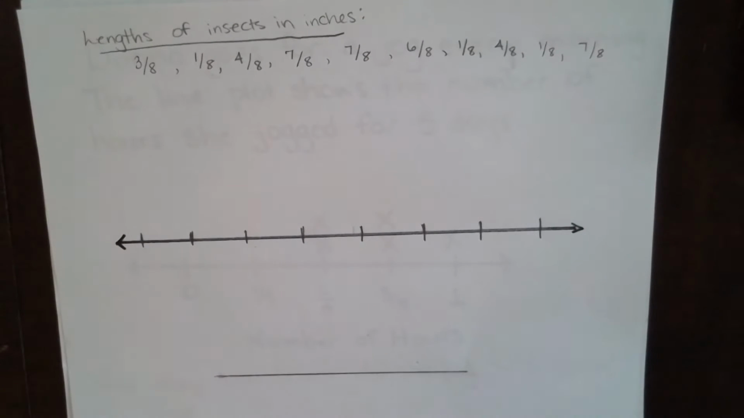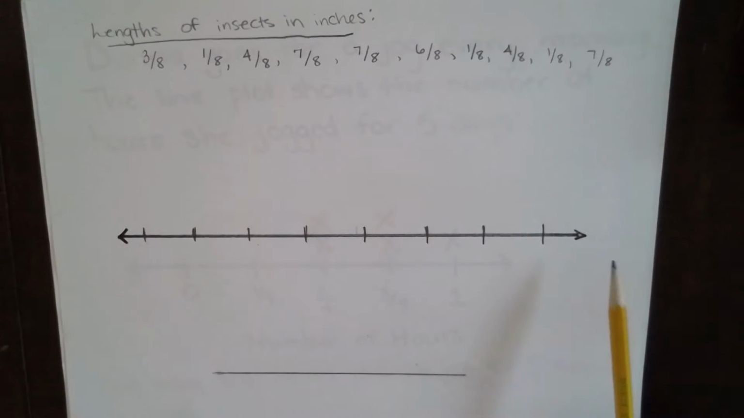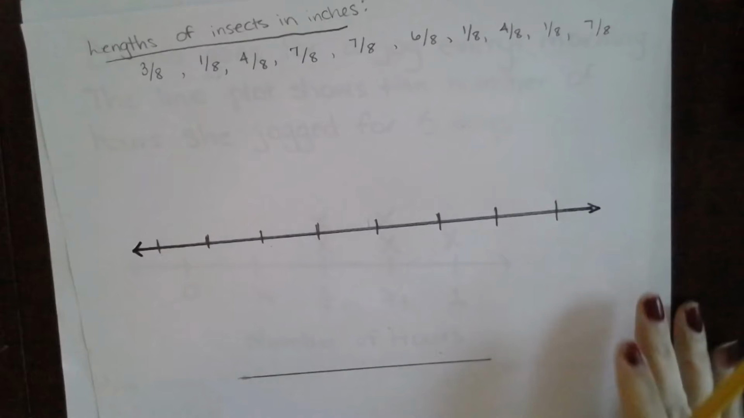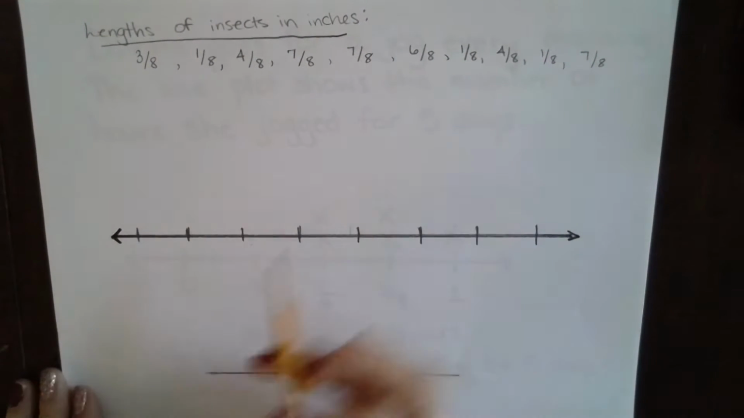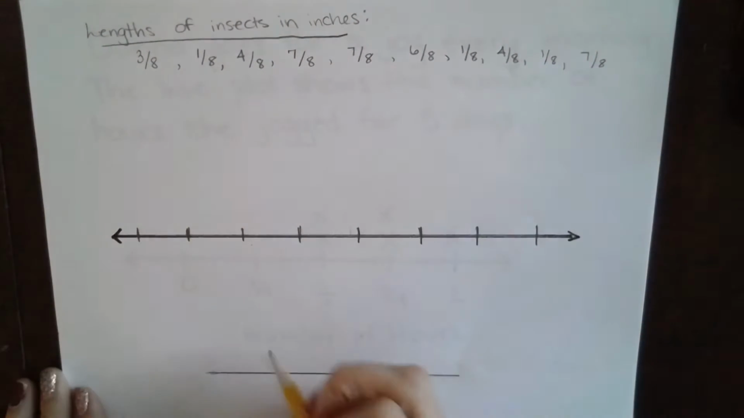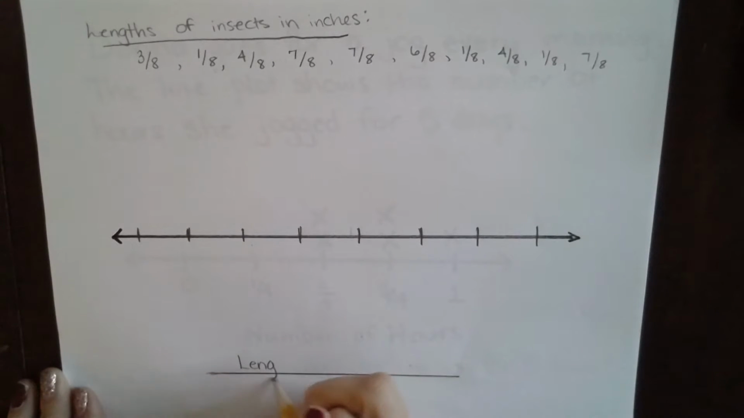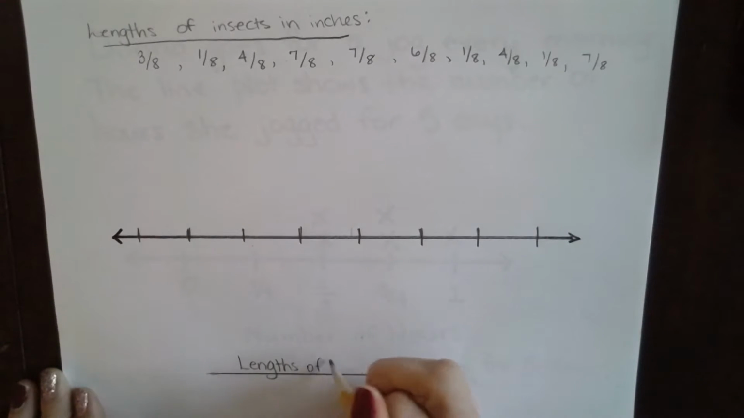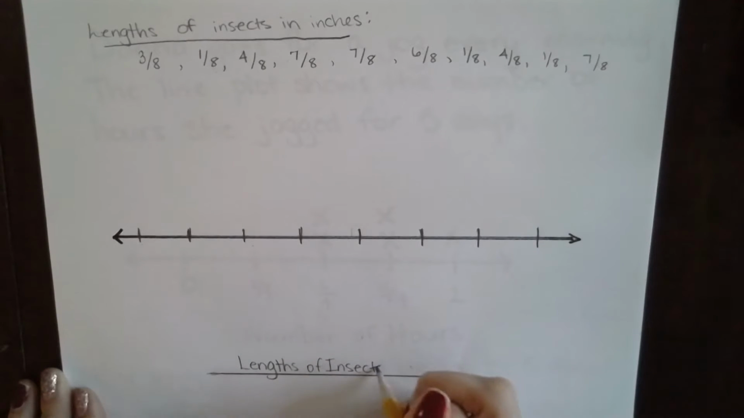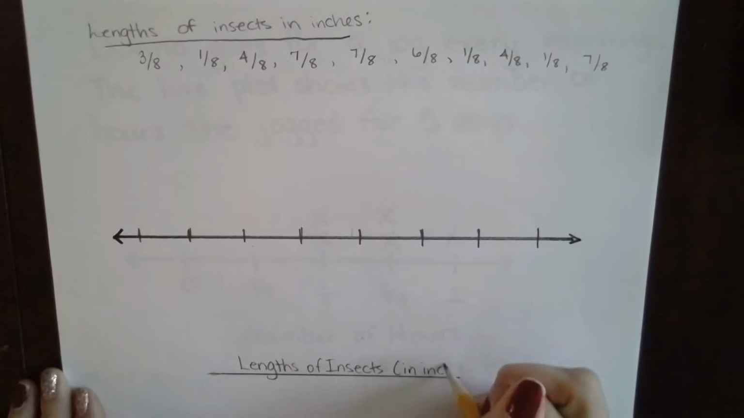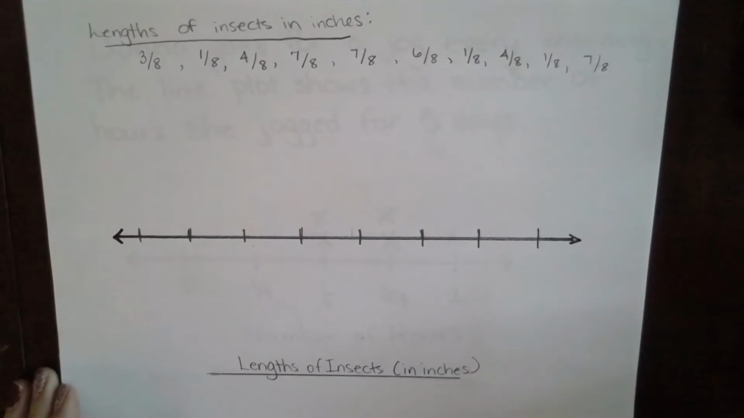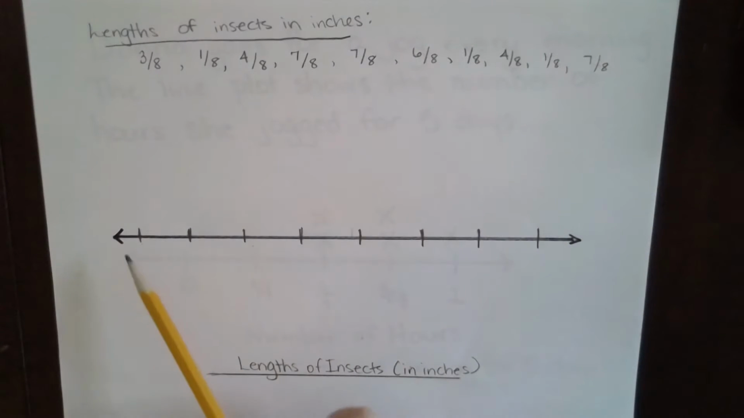of an inch, etc. So to create our line plot, the first thing you're going to do is draw a straight line with 2 arrows on the end. And it's important, try to use a ruler when you create it so that you keep it as a straight line. Then you're going to want to label the line plot down here. This axis here is going to show you the lengths of the insects in inches.